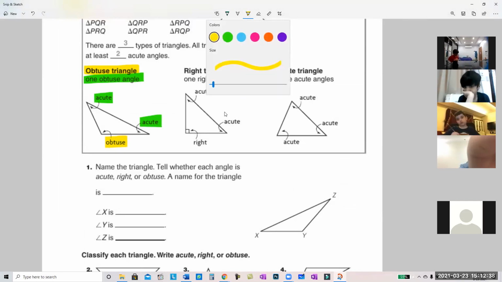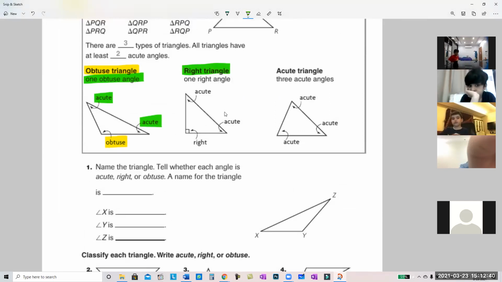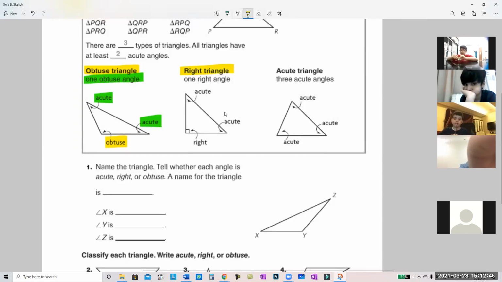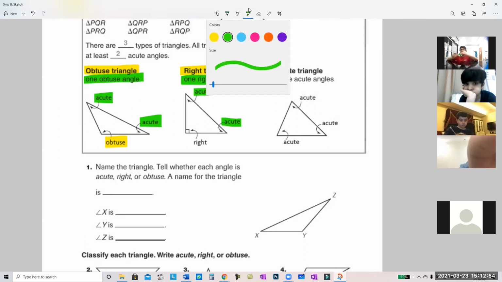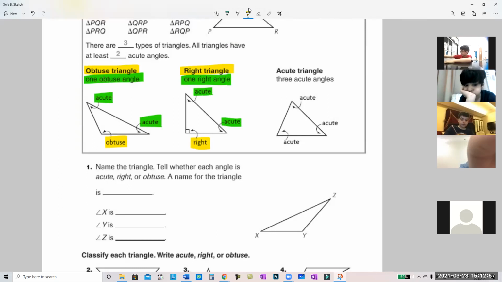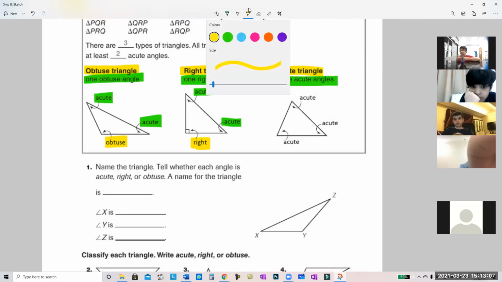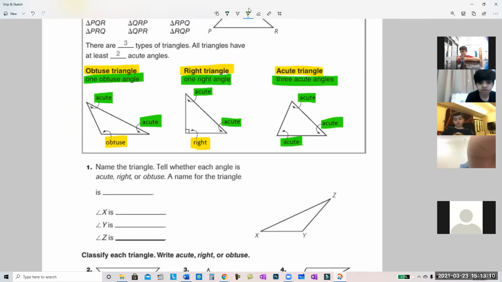The next type of triangle by angle is the right triangle, and a right triangle has 1 right angle. So as you see here, we have 2 acute angles and 1 right angle. And the third one has 3 acute angles, which is an acute triangle. As you see here, the 3 angles are acute. So it's an acute triangle.